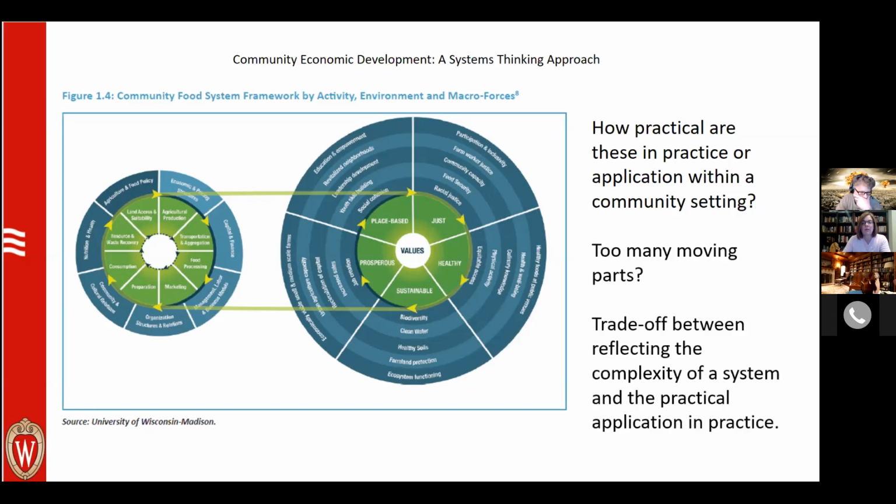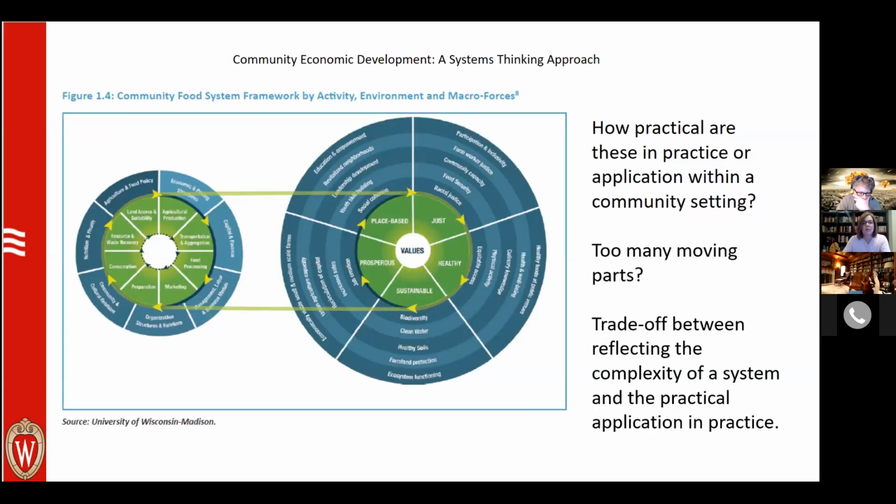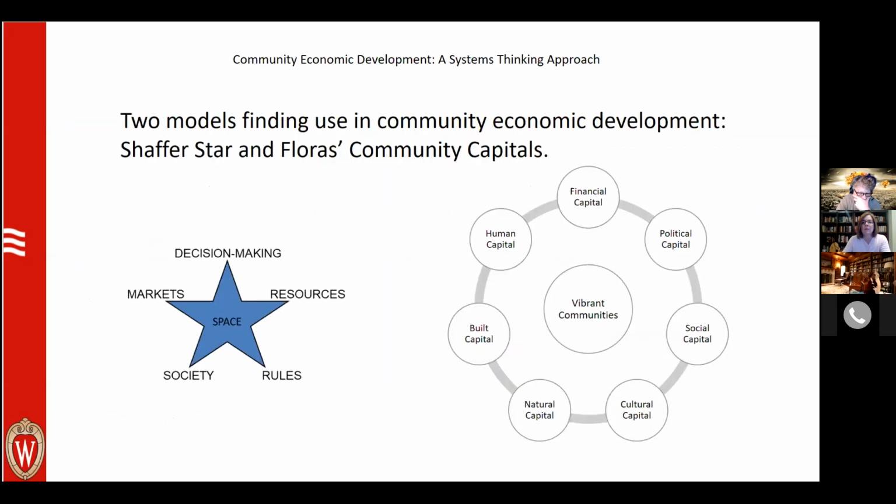Okay? So there's a trade-off between the complexity of the tool and the completeness of the tool and how useful the tool is. So I like to err on the side of simplicity, perhaps moving it to the side of, we don't have all the different pieces specifically modeled, but we have all the major components here. The two that I want to go over real quickly are the Schaefer Star and the Flores Community Capitals. And I think that all of you have seen these before, particularly the Flores Community Capitals, because it's getting used a lot in the community development field.